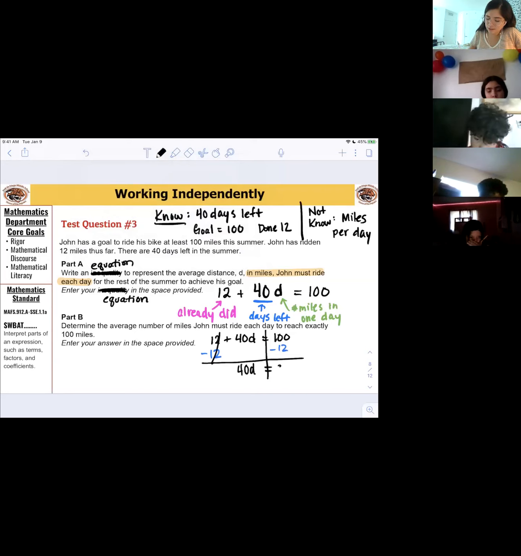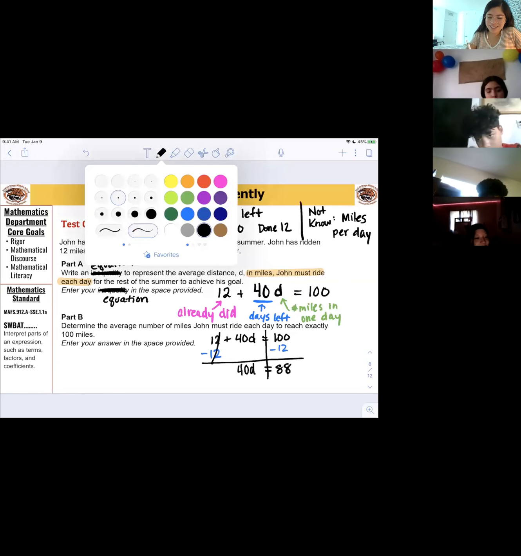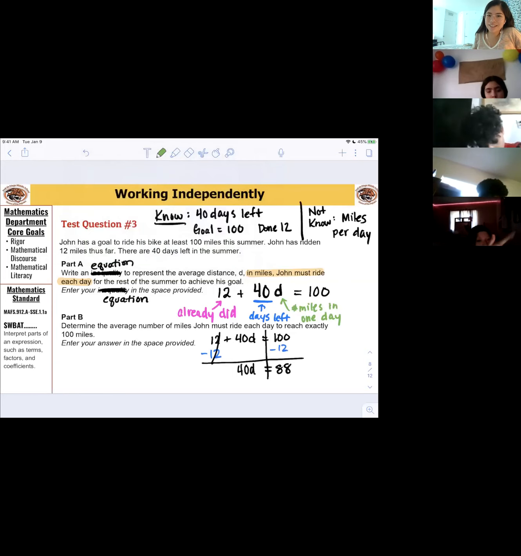I made a mistake because I forgot that it said 40 and I put 4 instead, so it made it different. But you understand, right? That wouldn't have made sense.